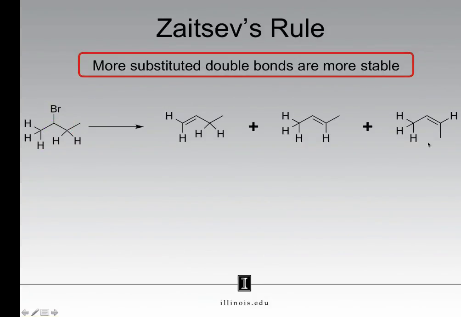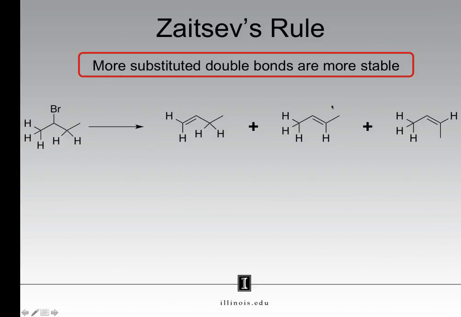According to Zaitsev's rule, the more substituted a double bond is, the more stable it is. Therefore, either the trans or the cis double bond should be the most stable, because they are disubstituted, whereas the terminal alkene is only monosubstituted. You know from Chem 232 that the trans alkene is more stable than the cis alkene because there are fewer steric interactions between the substituents.